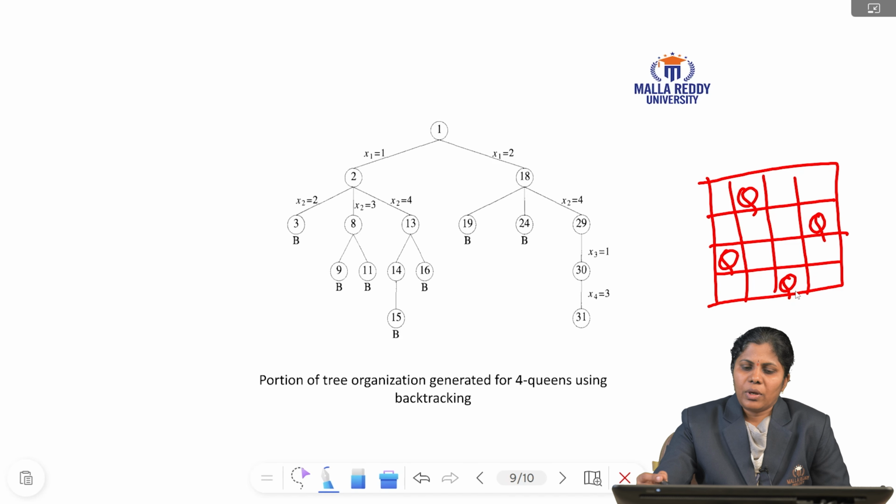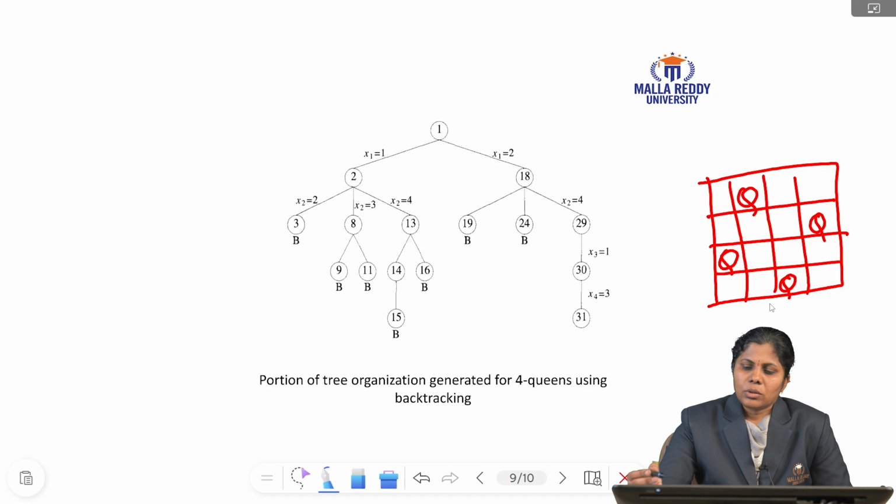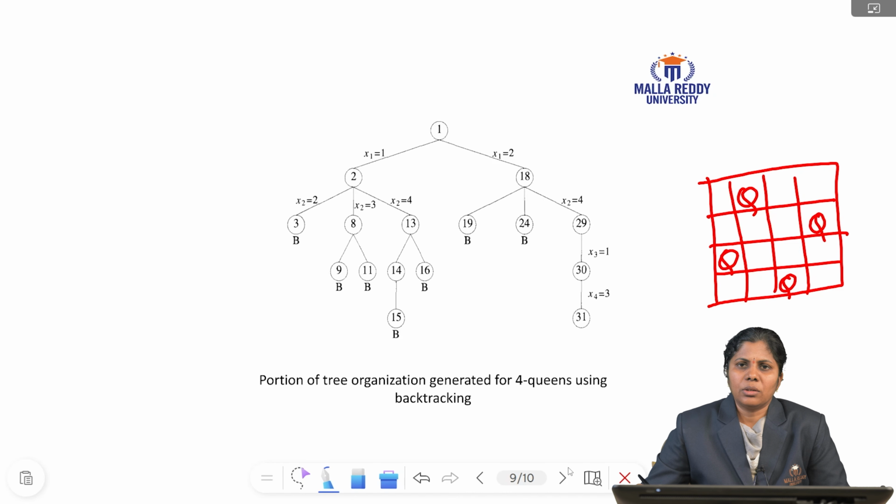Similarly, we can also find a solution by taking x1 equal to 3, where we get another solution, and when placing x1 equal to 4, that path also does not lead to an answer state. So for the given problem, we obtain 2 different solutions. Similarly, we also have other problems like sum of subsets, graph coloring, as well as Hamiltonian cycle, where for every problem more than one solution exists, and by using the technique of backtracking, we generate the tree organization and all the possible solutions are obtained.